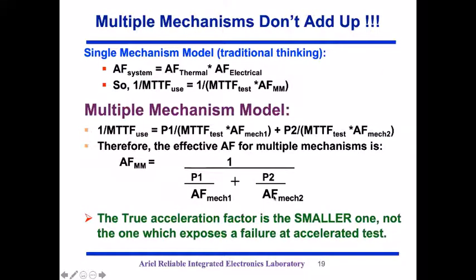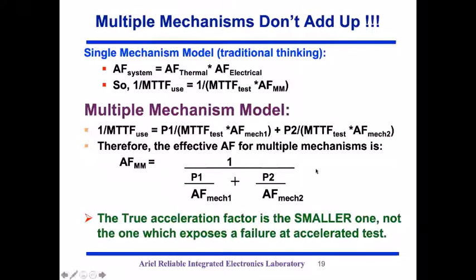So what's interesting is if you have one mechanism that's very, very dominant, very large, let's say 10 to the 10, and another one that's very small, let's say 10, then of course, when you add a very small number with a very big number, it's the big number here which becomes dominant, because you're taking 1 over the large number and the smaller number. So therefore, the true acceleration factor is actually the one that has the least acceleration during the test, not the one that you're assuming, which has the higher acceleration factor.